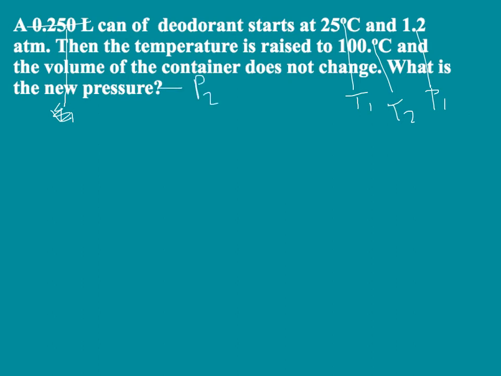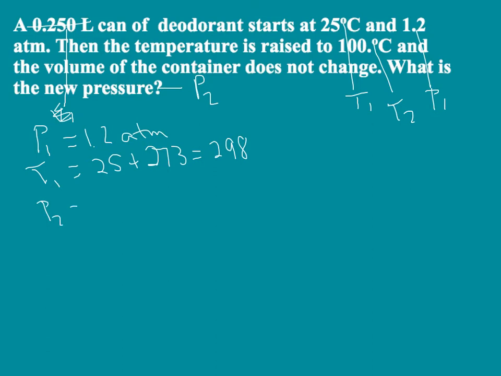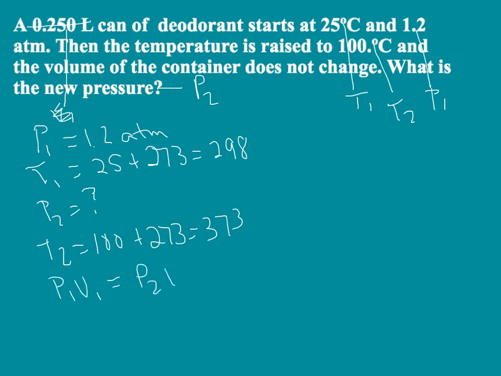And then what is the new pressure would be our second pressure. So once again, we have pressure and temperature. So we have pressure 1, which equals 1.2 atm. We have temperature 1, which is 25 degrees, which we have to add 273 to. And we have pressure 2 we're trying to find. And we have temperature 2, which is 100. Again, we had to add 273 to that. We have our overall equation here.